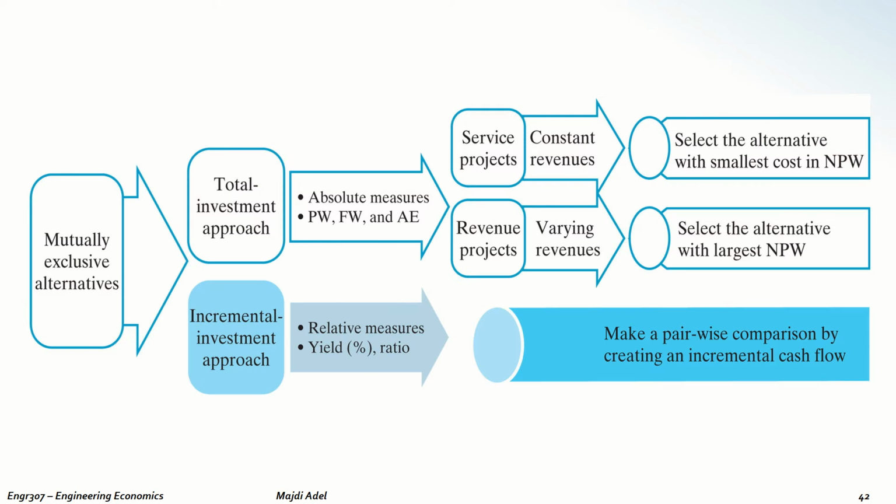So, how to evaluate mutually exclusive alternatives? Now, the question is, which investment is the most profitable investment? أي مشروع عندي اللي هو المربح الأكثر من الخيارات اللي عندي A, B, or C? So, how to decide? In this chapter, we will follow what we call the total investment approach.